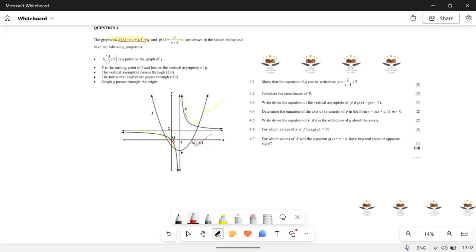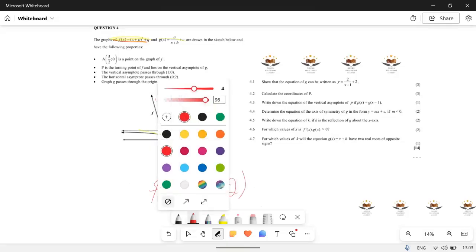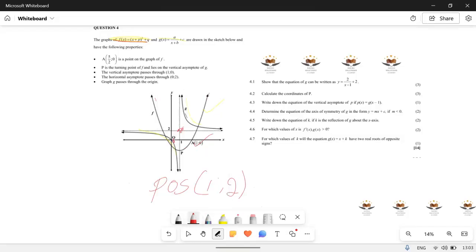So it means we have a point of symmetry, which is this point. Let me just write it as a point of symmetry. Your x value will be 1 and your y value will be 2. Good. Remember, we haven't answered any question. We're just looking at the statement and the graph and the functions that we have, and then we move on to the first question.